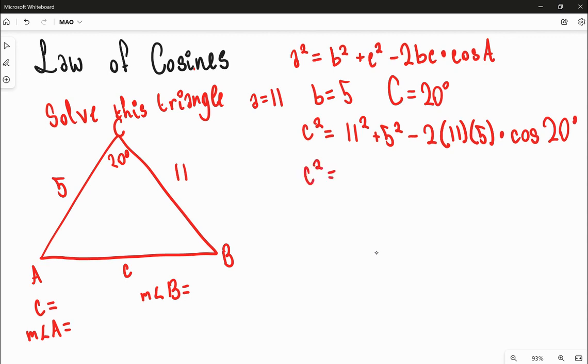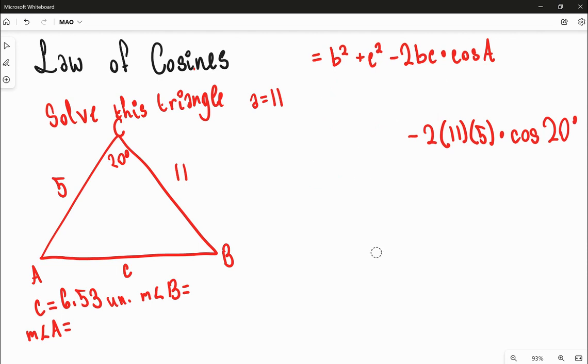So c squared, when you plug it into the calculator, is 42.63 rounded. So if you take the square root of that, then you end up with 6.53. So c is equal to 6.53 units. Let's just say this is in meters. Or we didn't get any units, so we can put UN.